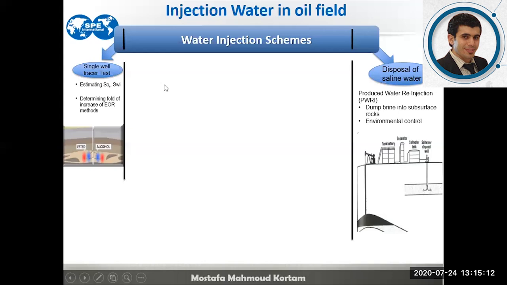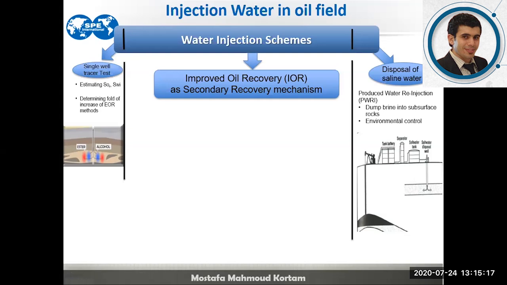The third class of water injection, and this is the main form, is the use of water injection as a secondary recovery mechanism, one of the tools of improved oil recovery. The proportionality of the scheme may indicate how much injection each type accounts for. The disposal comprises the second order of the injections, while the single well tracer test contains just a small amount, but the majority of the injected water is utilized as a secondary recovery mechanism.